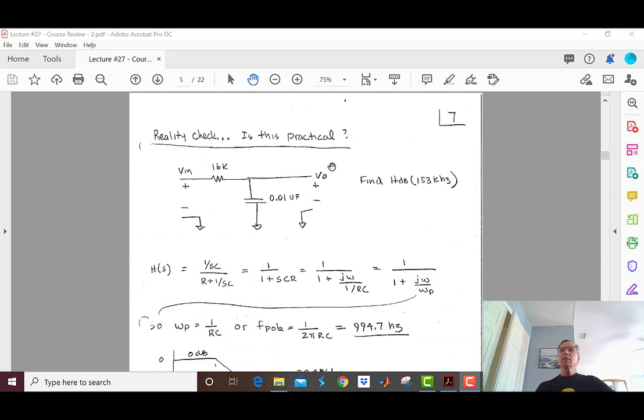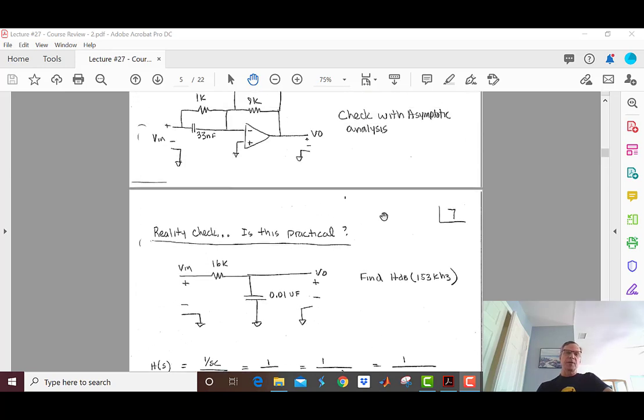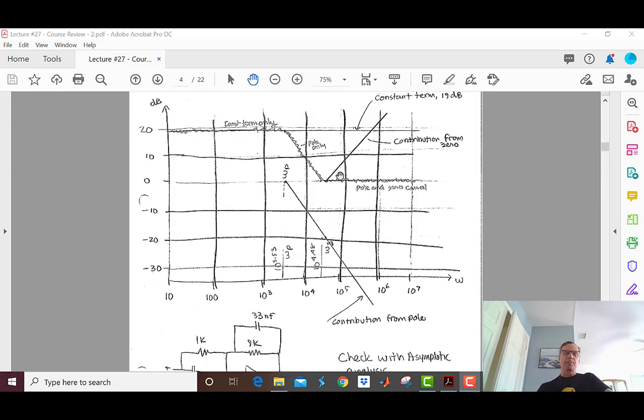So let's do a little reality check. Is all this Bode plotting stuff practical? And you might notice that I mentioned that Bode plotting, a lot of people say that it's really passé, it's old school. With computer tools now, there's really no real value in it. I agree and I don't disagree. For big complex transfer functions, don't do a Bode plot, plot it in MATLAB.